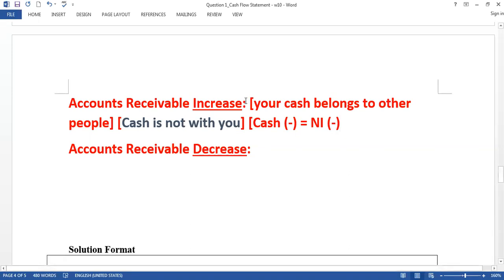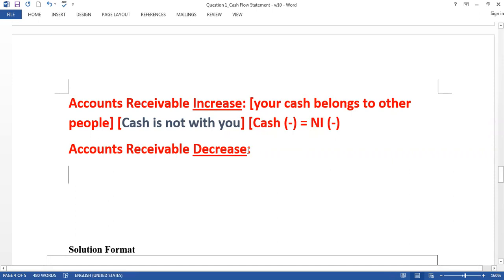So accounts receivable increase means cash is not with you. It is your money, but it is not with you. So cash is not with you, so minus sign of the cash. So minus sign of the cash means net income should be decreased.